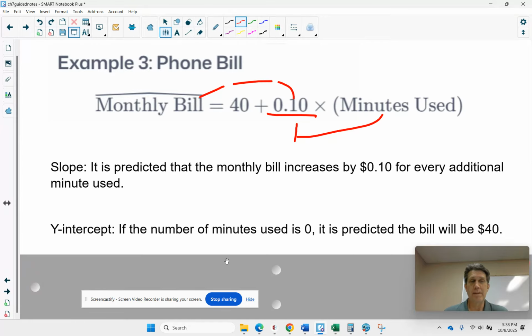All right, y-intercept. If the number of minutes used is 0, it's predicted the bill will be $40. Got to pay to have the phone.